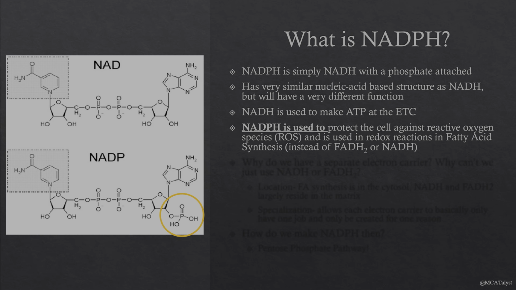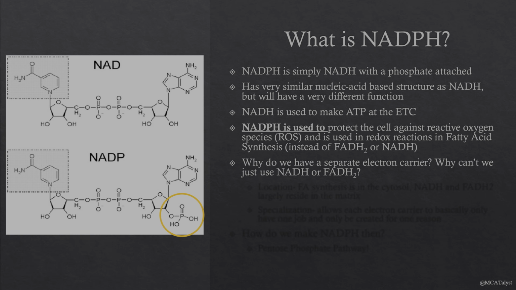So NADH and FADH2, we saw those in all of our redox reactions in the rest of metabolism. Specifically in fatty acid synthesis, we're going to see NADPH instead. So you might be asking why? Why would we need a separate electron carrier? The first important reason is the location. Remember that fatty acid synthesis is occurring in the cytosol, whereas most of our NADH and FADH2 is largely going to be produced inside the matrix. They're largely going to be residing within the matrix. So it would be kind of annoying for us to have to constantly ship NADH or FADH2 back and forth from the matrix into the cytosol.